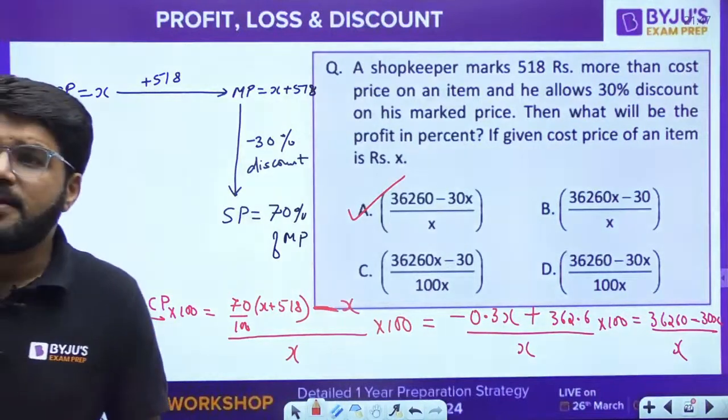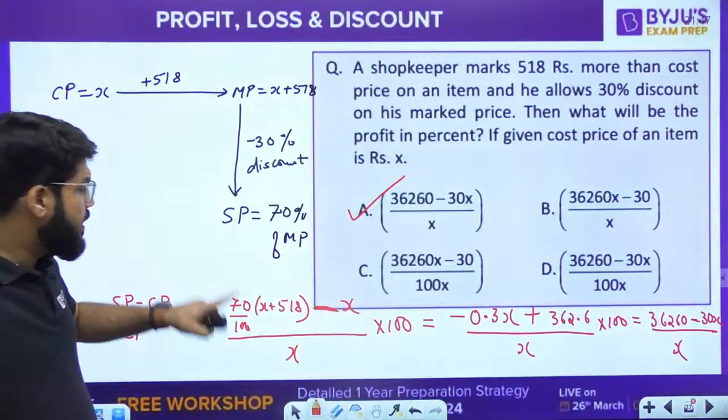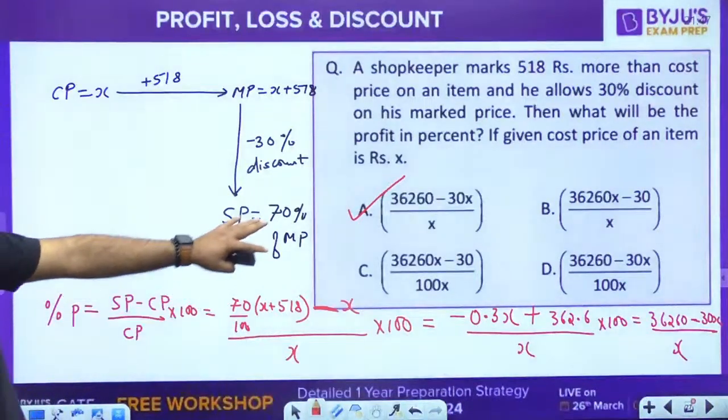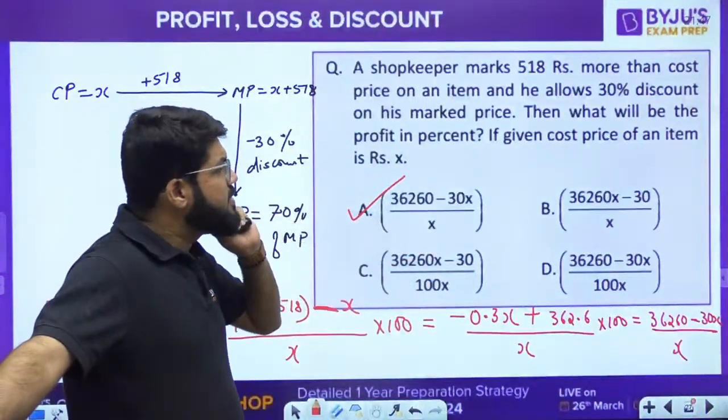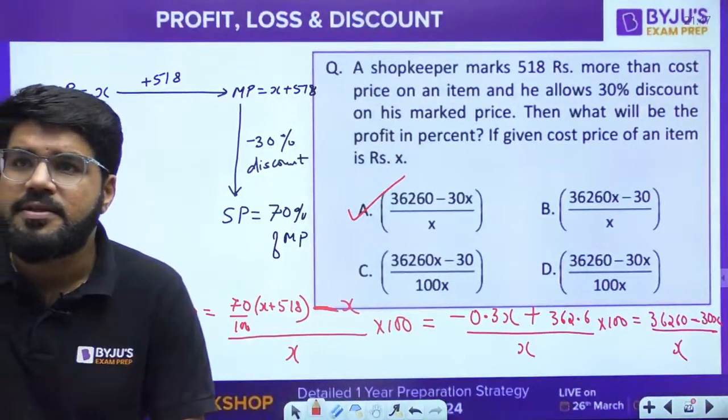No, upon x, not 30x. Deepak, D will not be it, it should be A. It is not 100x. It should be x in the denominator, only x, not the 100x. Just check that out. It is option number A in that case.